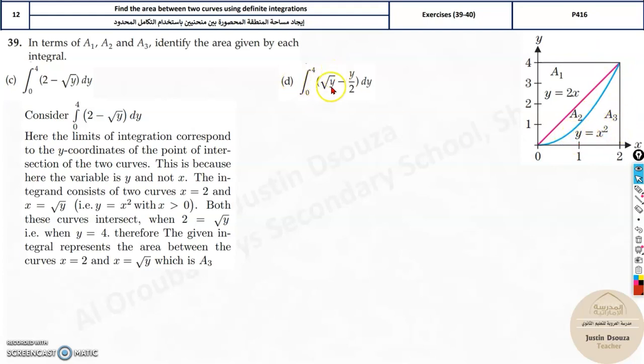This is going to be square root y. This is the blue function. And then we have y by 2. This is solved. Take y to the other side. X equals y by 2. So that means this one.